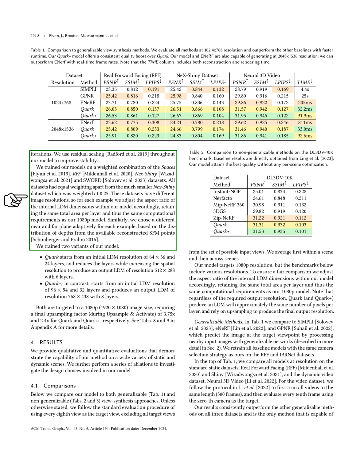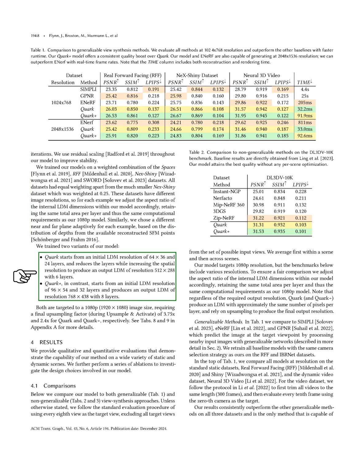points. We developed 2 model variants: Quark, which starts with a lower LDM resolution and reduces layers while increasing spatial resolution, and Quark Plus, which begins with a higher resolution and maintains more layers. Both models target a 1080p image size, requiring different upsampling factors during the final output stage.